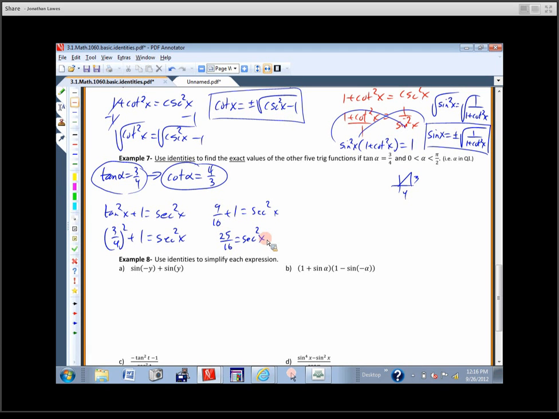Really, we've asked this a couple times now. We just want secant, right? I don't want the square. So I take a square root. So that means the secant of x is 5 on the top, 4 on the bottom. Now, that's what secant is.